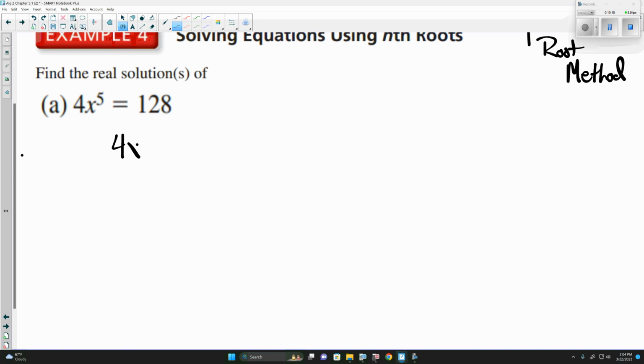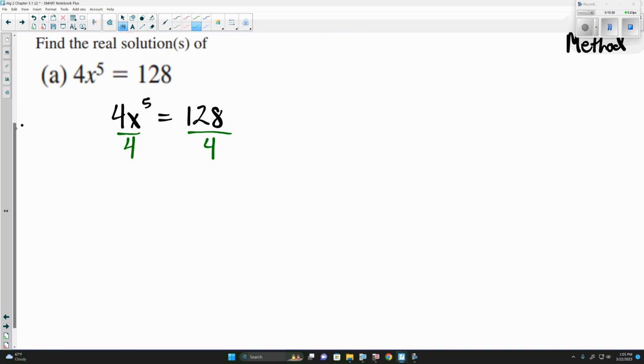So we have 4x to the 5th equals 128. So the first thing we would do is get the variable by itself, and we would divide both sides by 4. And that will tell us x to the 5th is 32.